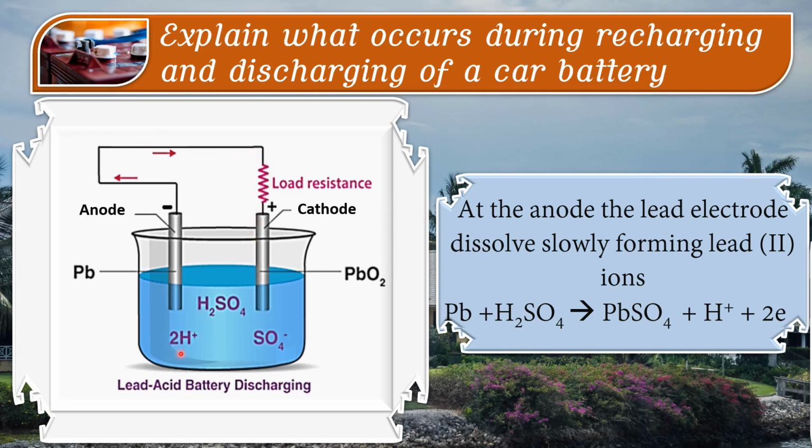Now we have released the lead II ions in the solution. Now the lead II ions which are released in the solution are going to react with the sulfate. When they react with the sulfate, there will be a release of hydrogen ions. And the 2 electrons that were released here have been taken to the cathode through the wires.